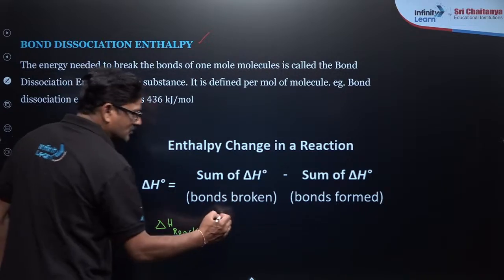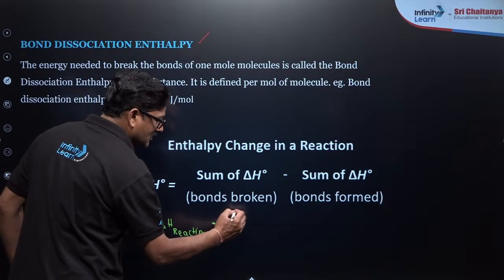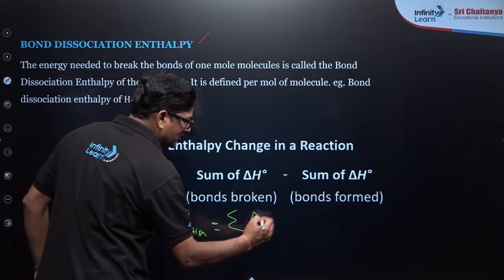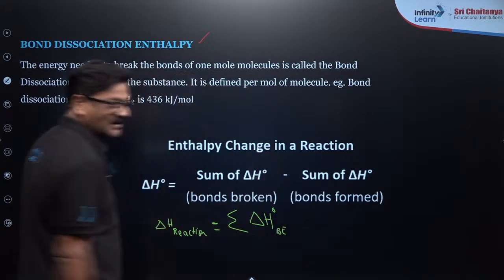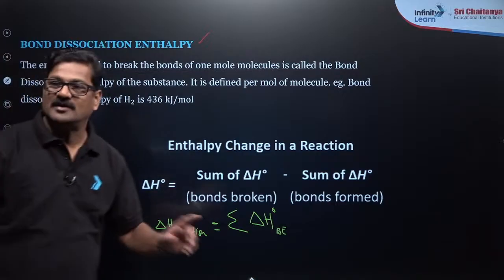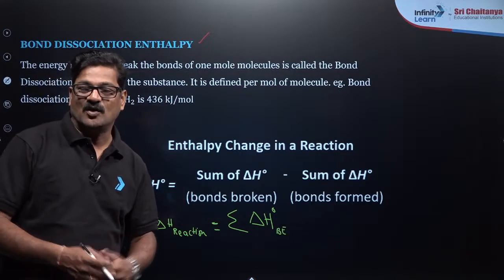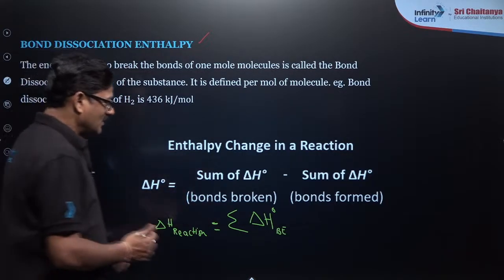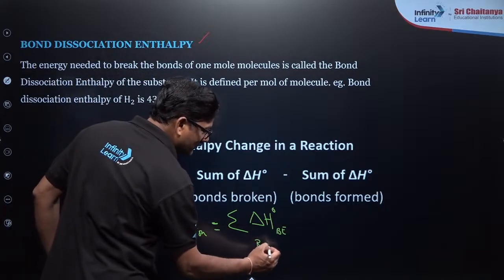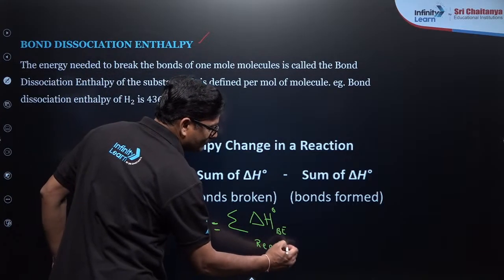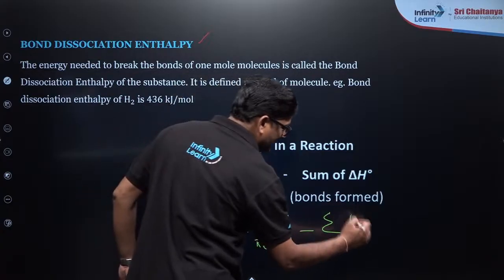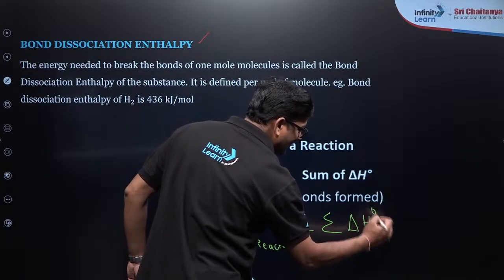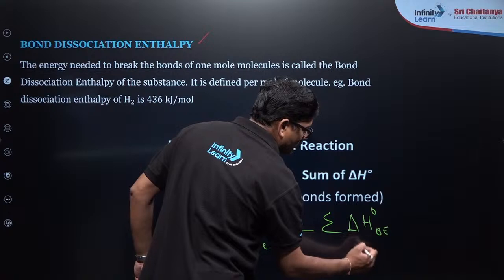So the enthalpy of reaction should be equal to, very important, the sum of the bond dissociation energies, BE, where BE stands for bond dissociation energy or bond energy, of the reactants, minus the sum of the bond energies of the products.